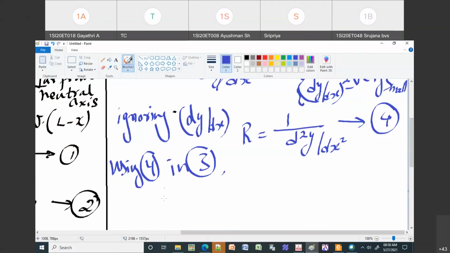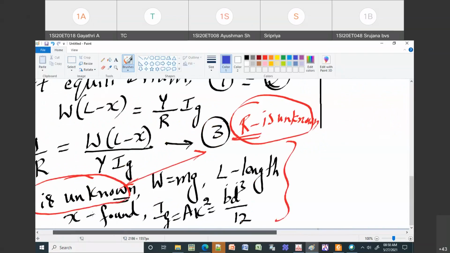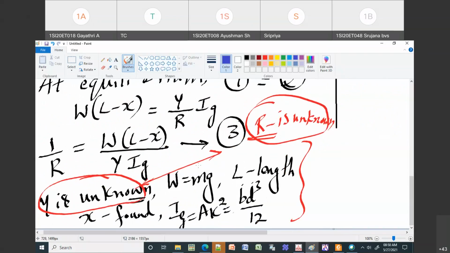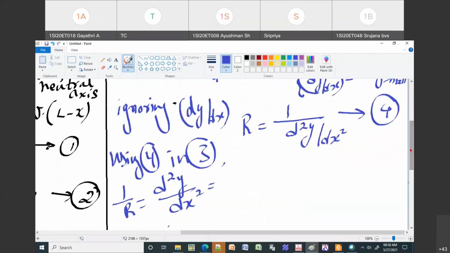So your d²y/dx² equals 1/R equals, then you write the entire other terms from the right hand side: W by Y Ig into (L minus x). So this will be W into (L minus x) divided by Y into Ig.